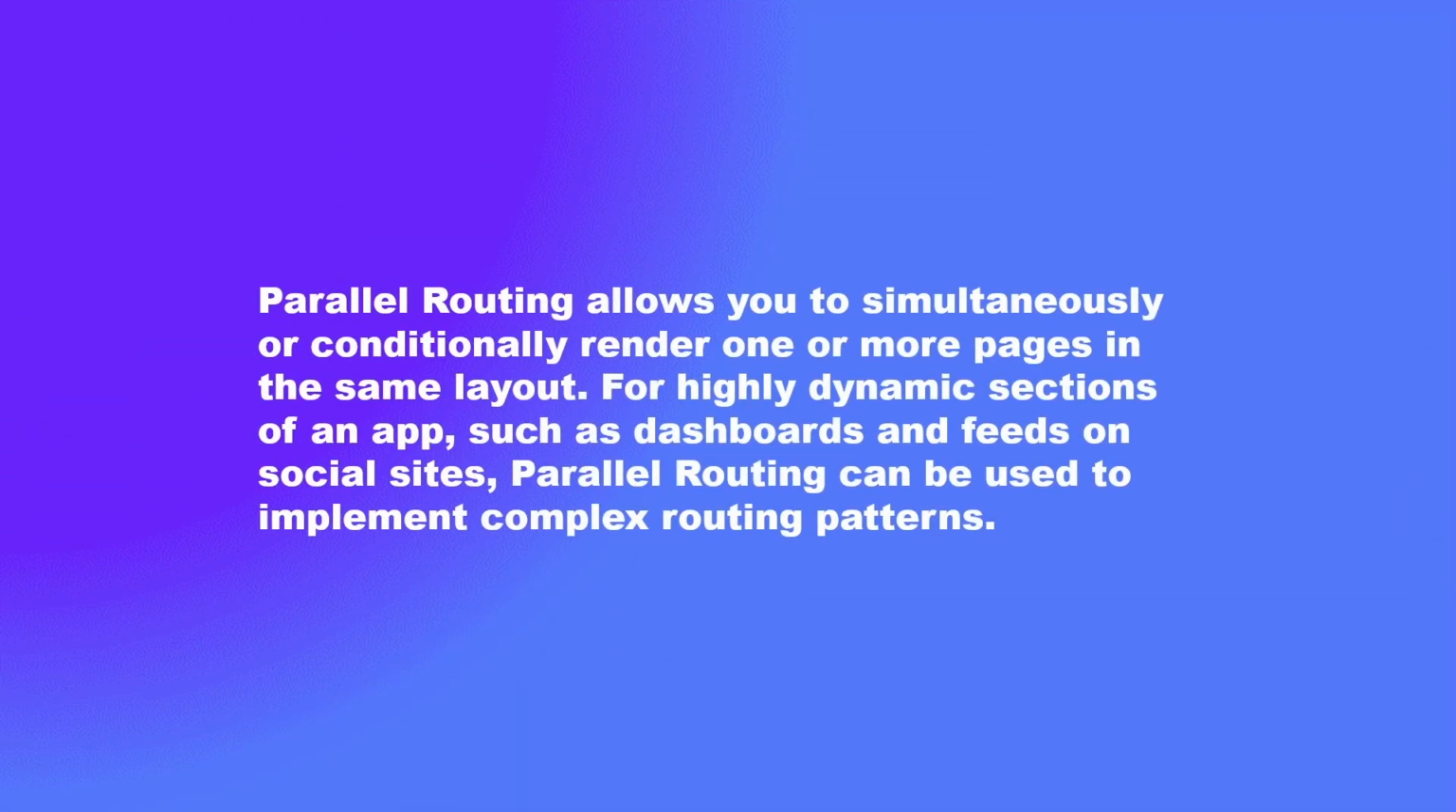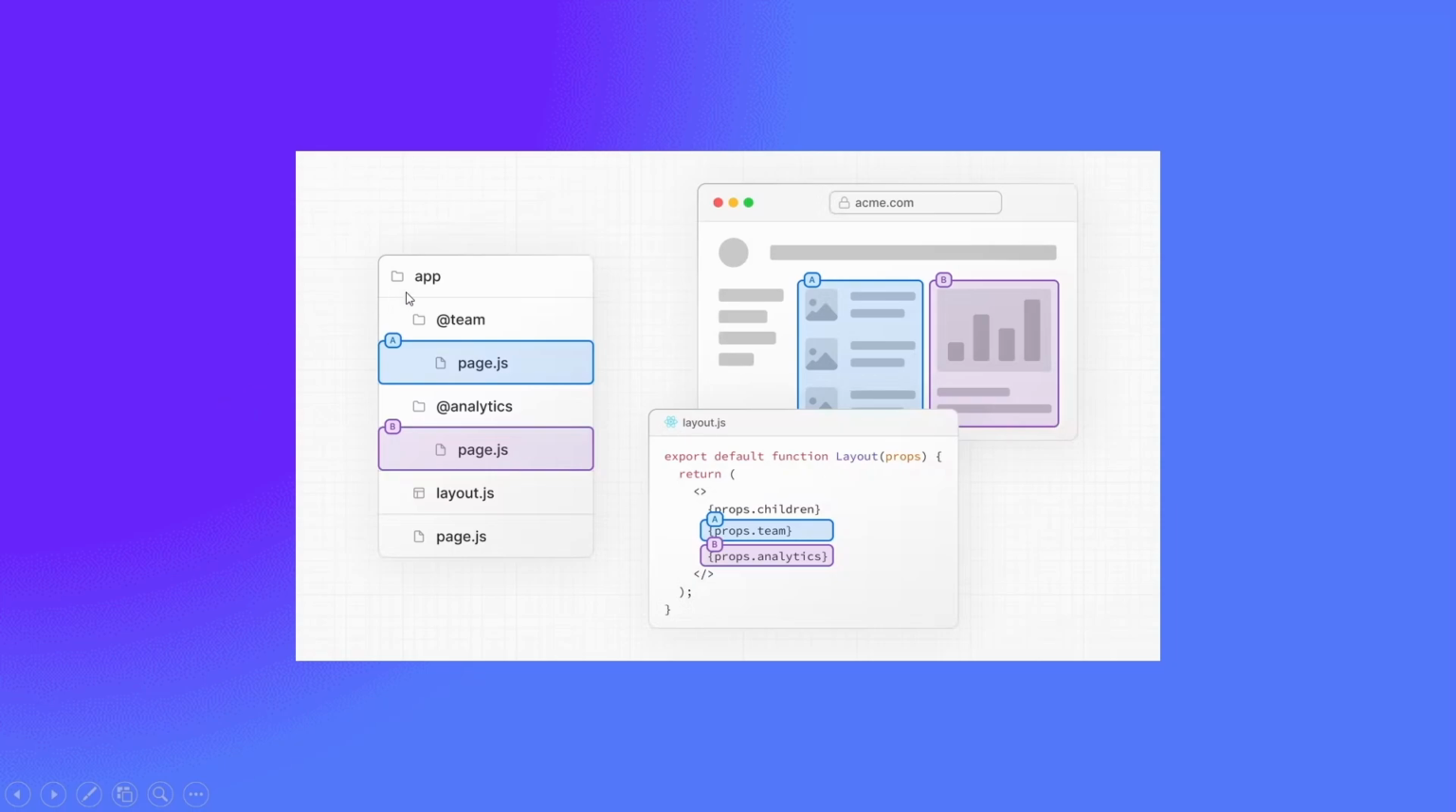Parallel routing allows you to simultaneously or conditionally render one or more pages in the same layout. For highly dynamic sections of an app, such as dashboards and feeds on social sites, parallel routing can be used to implement complex routing patterns. For example, here we have two pages called team and analytics, and both will be rendered in a single page itself.